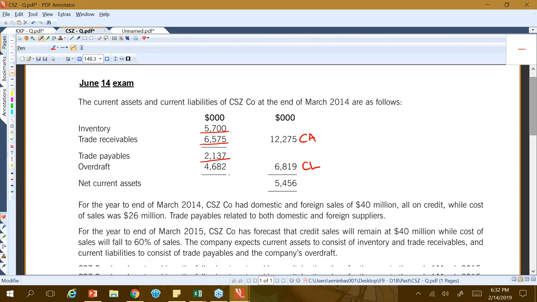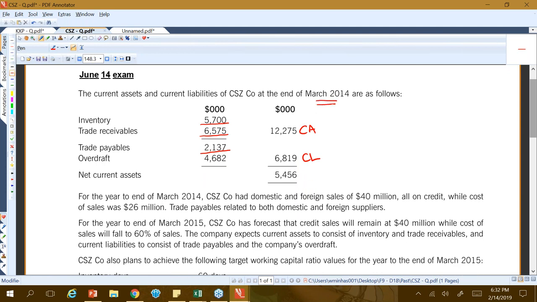For the year to end of March 2014, CSC had domestic and foreign sales of 40 million. So here are the sales, which will be used for finding the debtor days or the receivable days. All on credit, while cost of sales were 26 million. So cost of sales will be used for the inventory days and the creditor days. This is the information we have to work out the cash operating cycle, and we don't need anything else here.